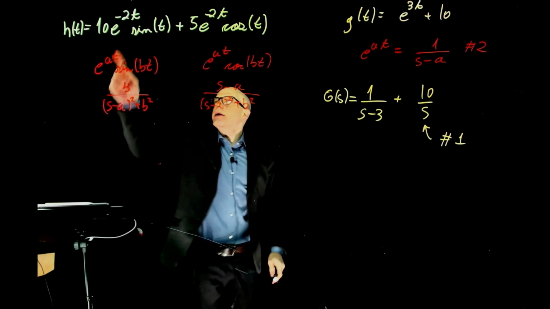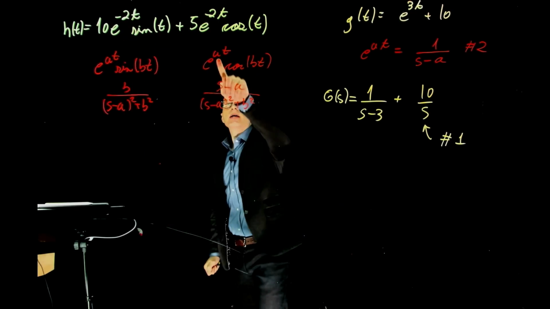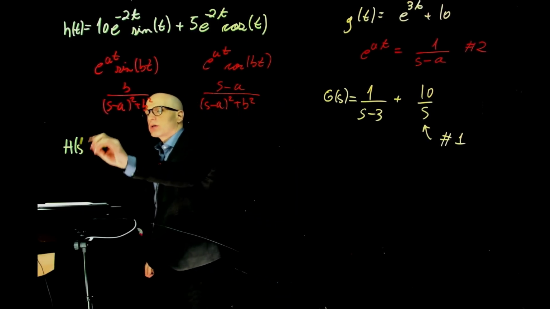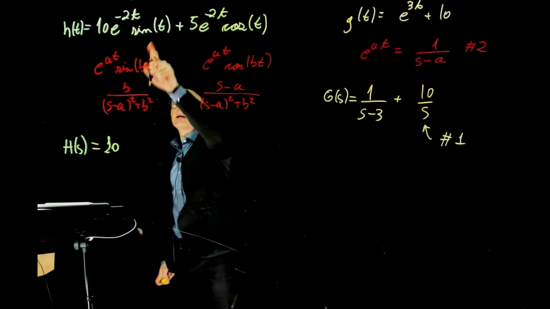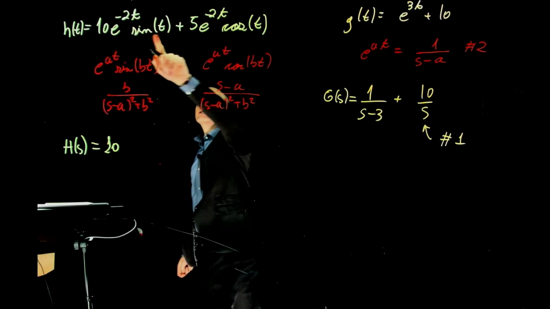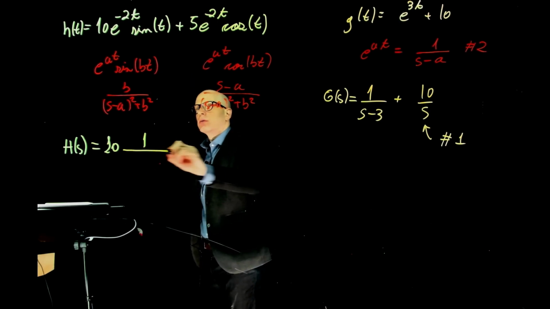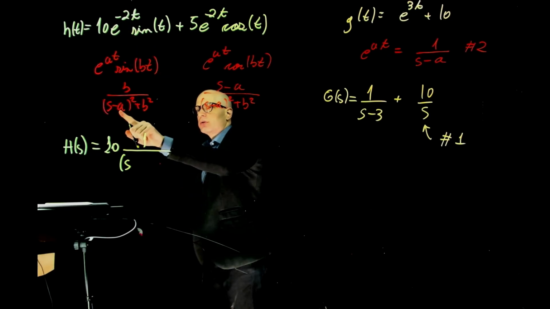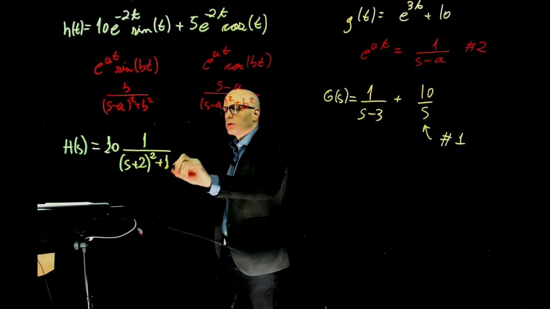What is a? a is negative 2 here, b is 1. This side here, a is also negative 2, b is also 1. So h of t becomes capital H of s. 10 multiplies, scales that function, so it's still 10. So this portion, exponential of negative 2t sine of t, becomes b, which is 1, over s minus a, where a is negative 2 so it's s plus 2, squared plus b squared, which is 1 squared.